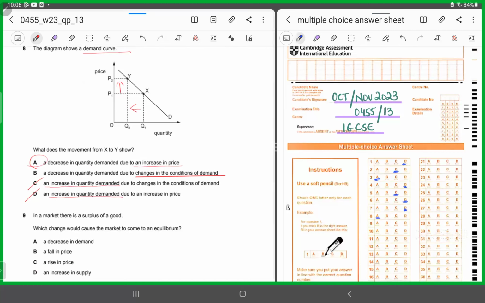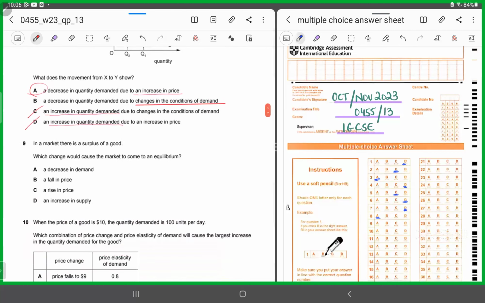All right. Let's look at 9. 9 says in a market, there is a surplus of a good. Which change would cause the market to come to an equilibrium? Now, what are they saying? There is a surplus of a good in the market. So let's draw the situation to give you a clearer picture.